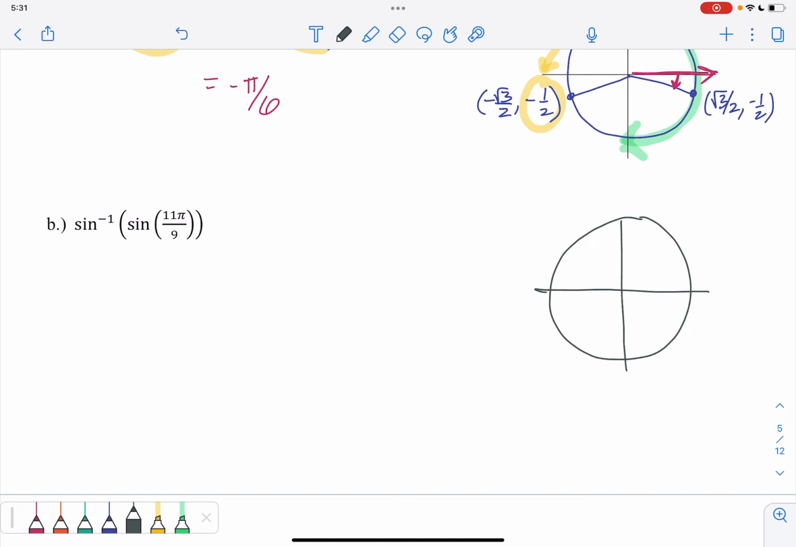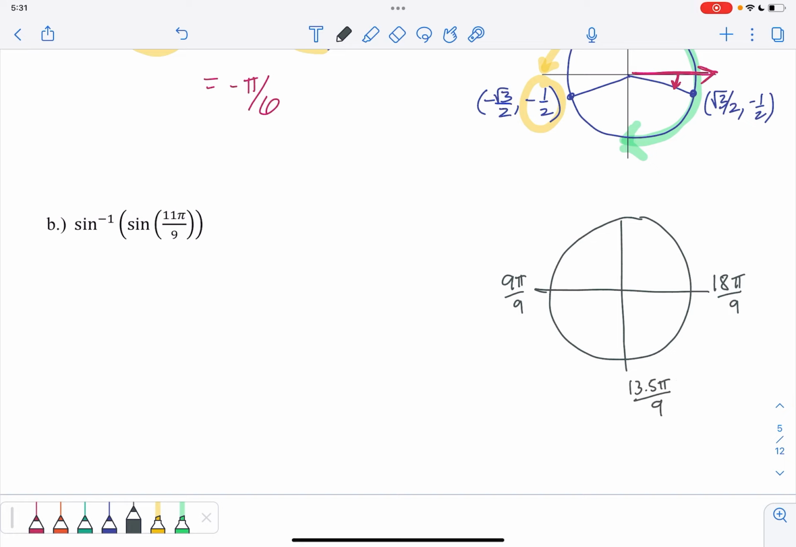Okay. So where would 11 pi over 9 be? It's a little trickier. Let's see. This would be 9 pi over 9. This would be 18 pi over 9. In between would be, let's see, 4.5 is half of 9. So this would be 13.5 pi over 9.